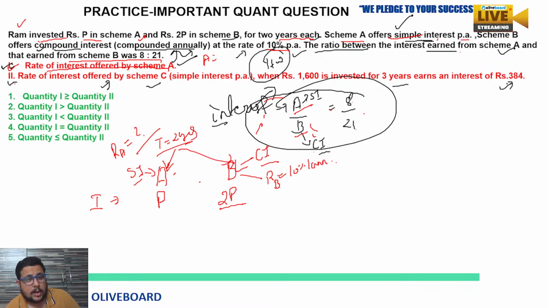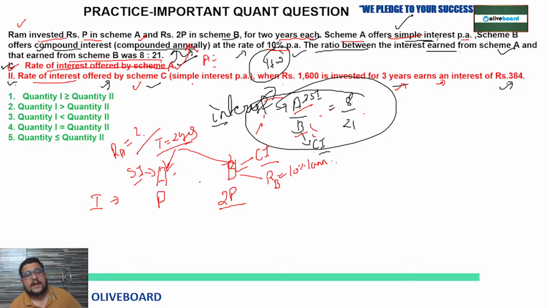Now second, the rate of interest offered by scheme C. So another scheme they are talking about. Simple interest per annum means it is based on simple interest. When rupees 1600 is invested for 3 years, it earns a profit of 384. So the second is a separate question you can calculate separately, but the first one is based on the given data.